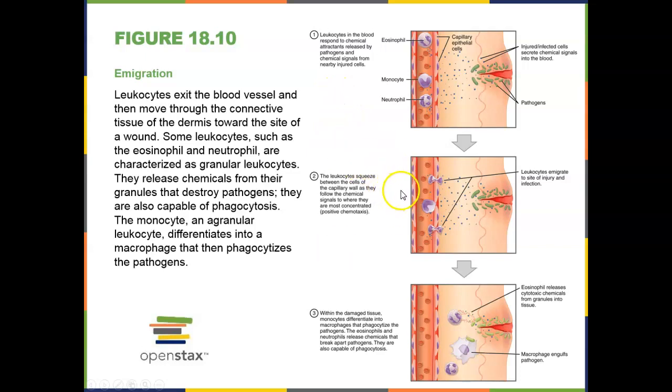Once they get there, they're going to squeeze through the walls of the blood vessels. The term for squeezing through the walls is called diapedesis. They move in, and then they're going to fight off the infection. They're either going to phagocytize the material, phagocytize the damaged tissue, or they might stop the bleeding if they're platelets.